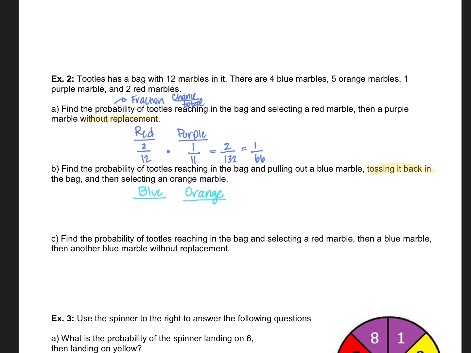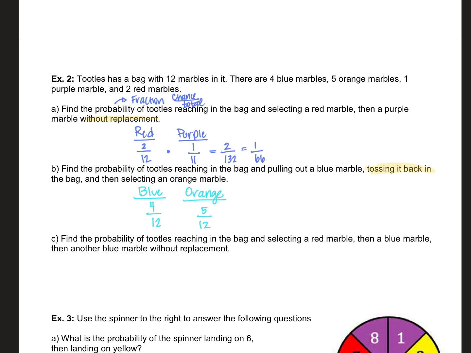And again, if they're asking me to find probability, they want me to set up fractions where it's chance over total. The blue marble was pulled first, so the chance of getting a blue marble is 4 out of my total of 12. Then my chance of selecting an orange marble is 5. Then we need to go to that highlighted word to figure out what kind of total we have. I tossed that blue marble back in, so I did not change my total amount at all. I still will have 12 total marbles to choose from.